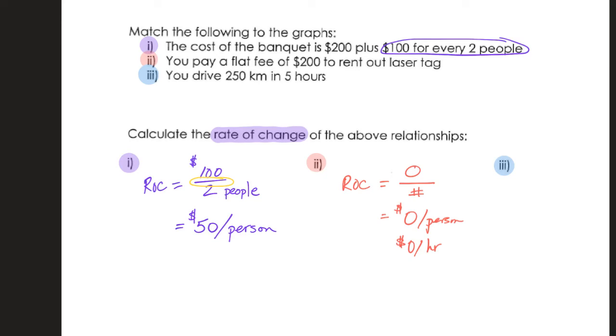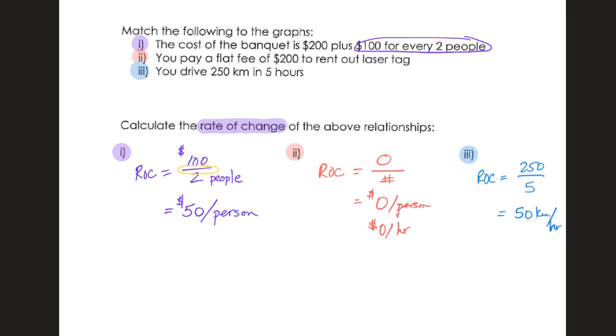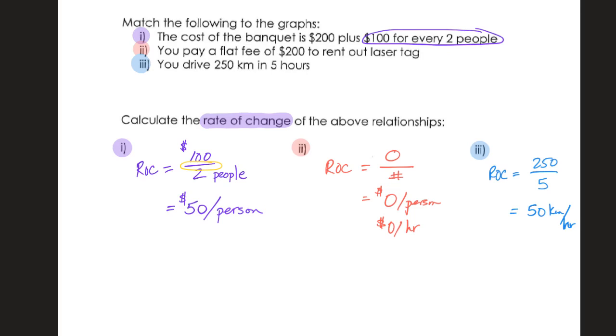Okay, let's confirm with problem 3. You drive 250 kilometers in 5 hours. Notice there is nothing fixed about that. Everything is changing. So my rate of change is my total distance divided by my amount of time. So if I asked you, well, what was your rate of change in that situation? You would hopefully tell me that it was 50 kilometers per hour. And there we go. Okay, so there's us calculating our rate of change, and there is us ensuring that we can deal with our units.